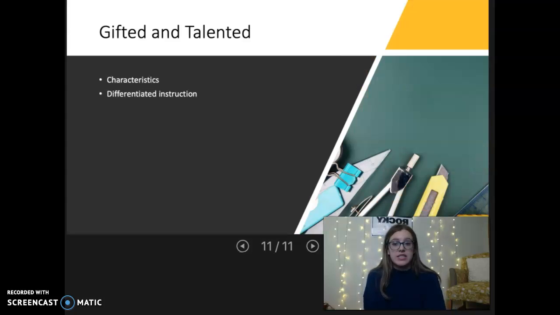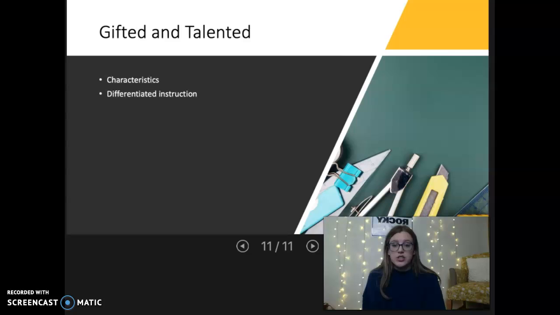Lastly, we have the gifted and talented students. Gifted and talented students could be defined as students that exhibit high performance capability in an intellectual and creative or artistic area, and students could possess an unusual capacity for leadership and excel in specific academic fields.